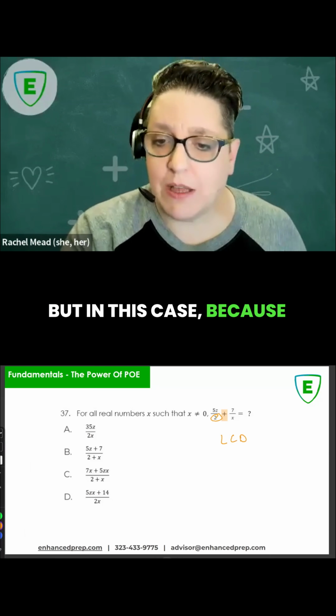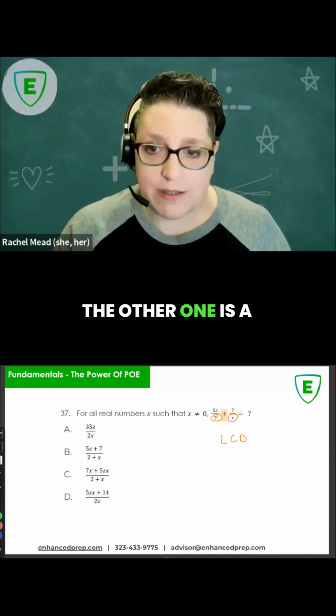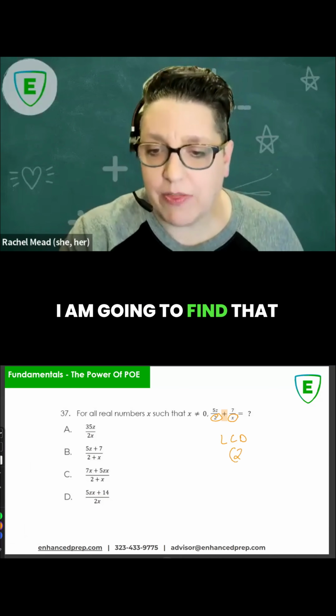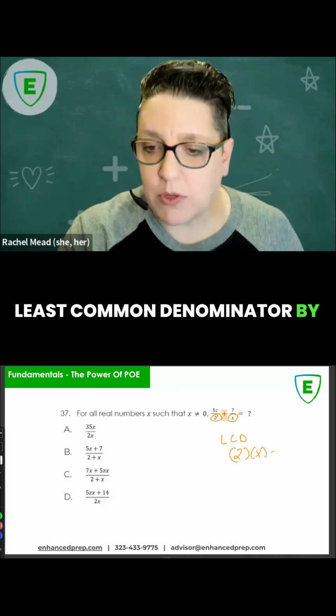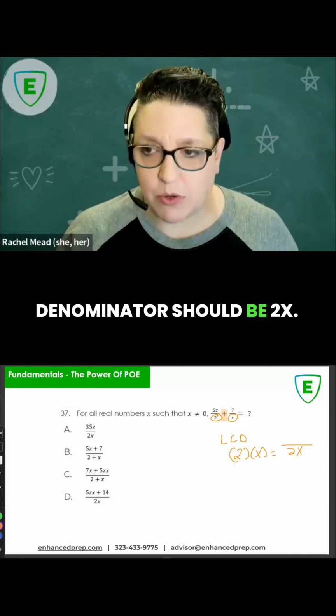But in this case, because one of these values is a constant or a number and the other one is a variable, I am going to find that least common denominator by multiplying these together. And I'm recognizing that my denominator should be 2x.